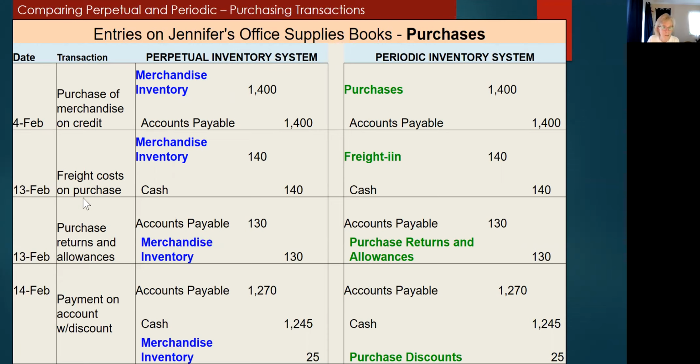You pay the freight costs. Instead of charging freight for perpetual, we charge it to inventory. It's all the costs it takes to get the product ready for its intended use. So freight, you can't sell product unless you can ship it. Okay. If the company returns inventory, this is the reverse of entry number 1. You debit accounts payable and credit merchandise inventory.